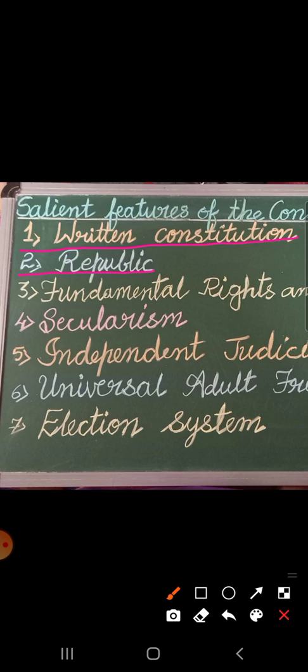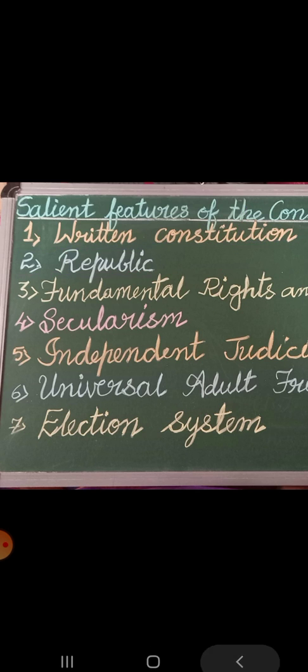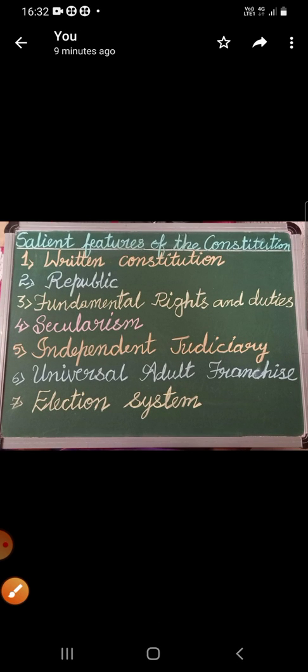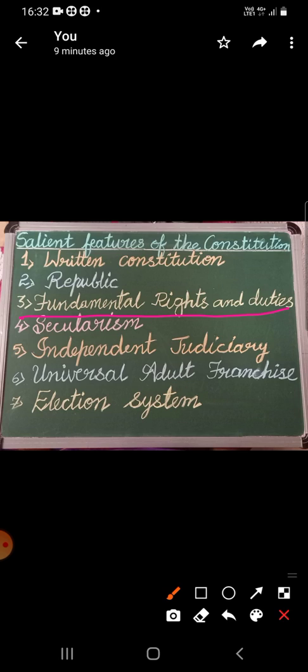And the next one is fundamental rights and duties. What are fundamental rights and duties? Here, children, the Constitution guarantees six fundamental rights and also duties to the citizens at present. The state can never pass any law that curbs these fundamental rights. You'll be learning about all the six fundamental rights in the next lesson in detail.